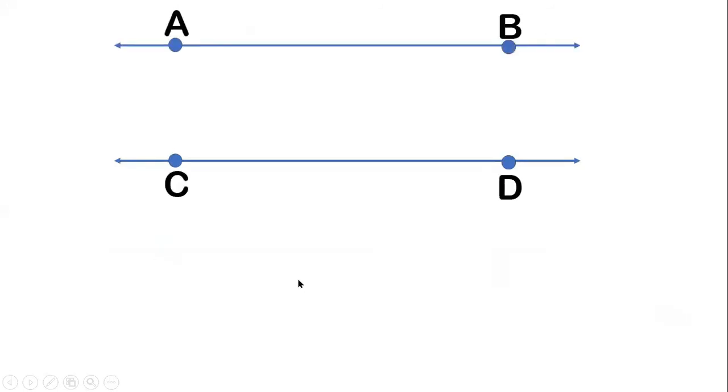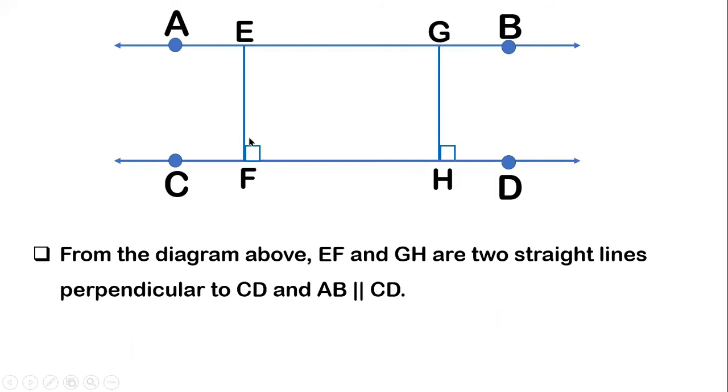Okay, so something also that is important for us to know is that when we have line EF and line GH, we say that these two lines, EF and GH, are straight and they are perpendicular to CD, and line AB is parallel to line CD.